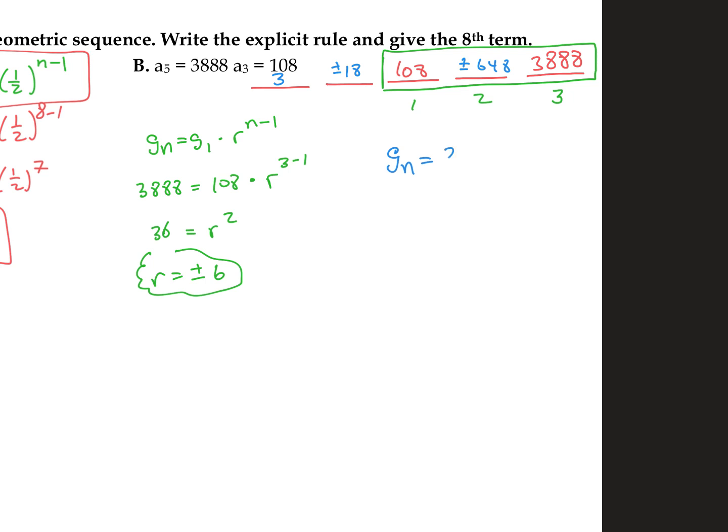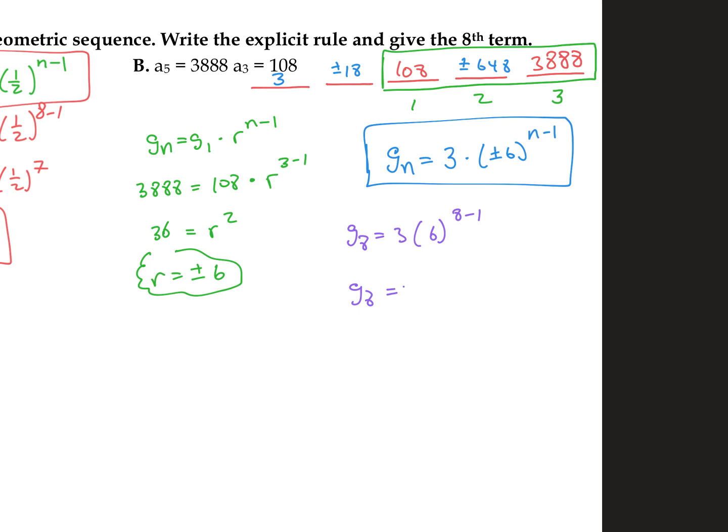So I know my G sub 1 is 3 times R, plus or minus 6, to the n minus 1 power. So you could have either form. If you just want to keep it positive to make it easy, you're more than welcome to. But you see how every other one would be negative. So now if I want to find the 8th term, G sub 8 is equal to 3 times, we'll just keep it 6 to the 8 minus 1.